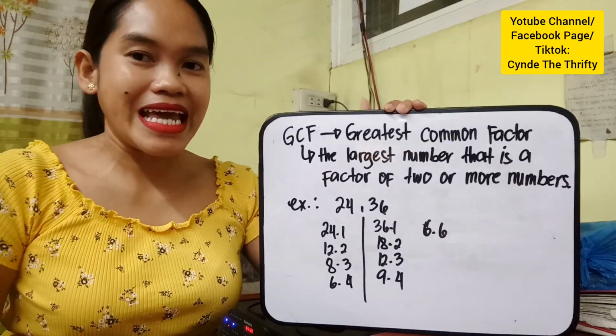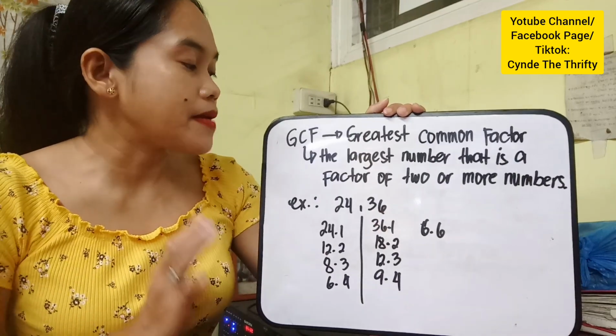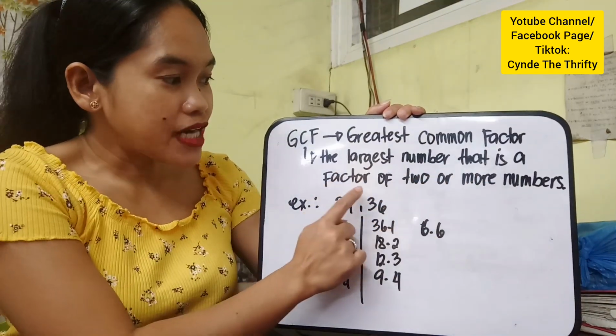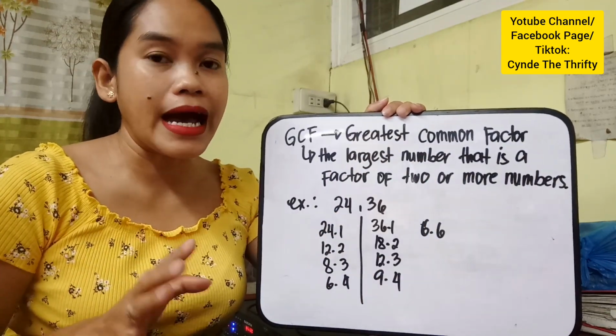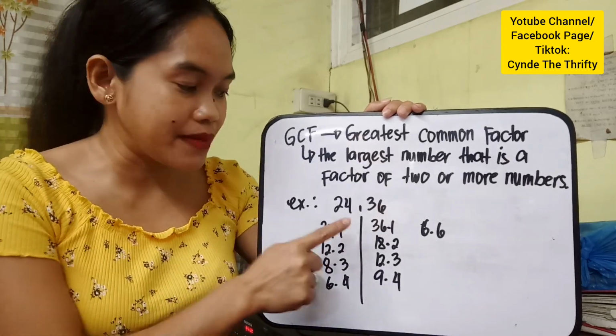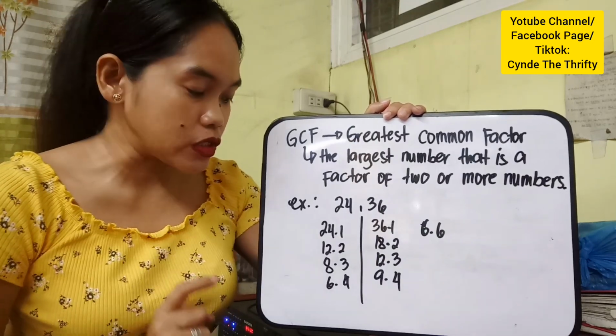Ano naman yung GCF? So, GCF stands for greatest common factor. At ano ang ibig sabihin ng GCF? This is the largest number that is a factor of 2 or more numbers. So, siya yung pinakamalaking number na factor ng dalawang number or ng mas maraming number. So, meron tayong example dito, for example, 24 and 36. So, ano yung GCF nilang dalawa or ano yung greatest common factor nila?